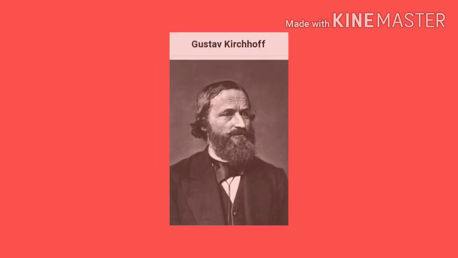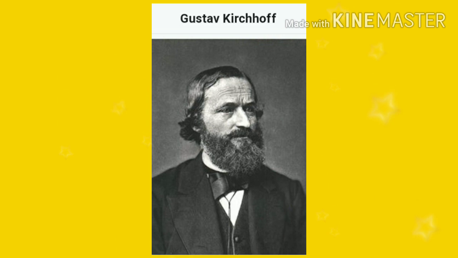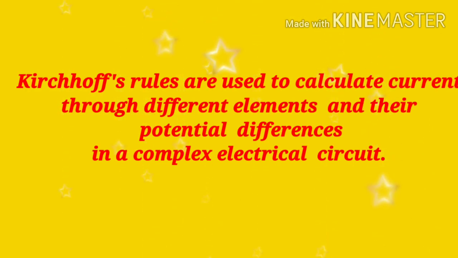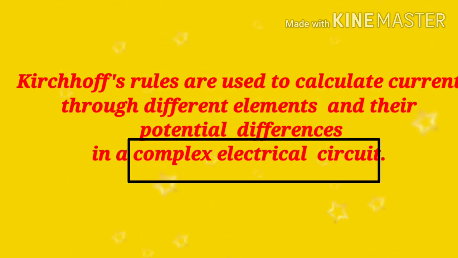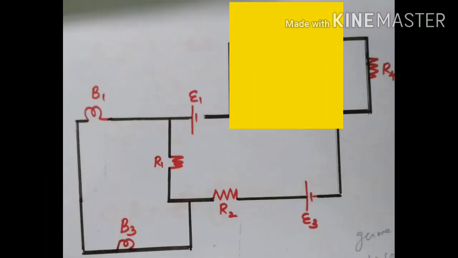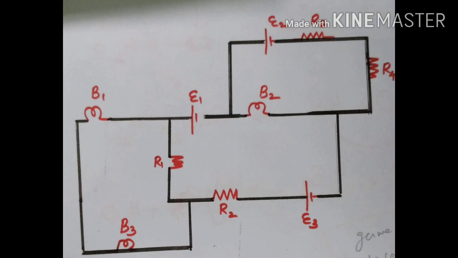Today we are going to discuss Kirchhoff's rules. Kirchhoff's rules were first formulated by the scientist Gustav Kirchhoff. Kirchhoff's rules are used to calculate current through different circuit elements and their potential difference in a complex electrical circuit. This is a complex circuit. We can find out the current through the bulbs and the current through the resistance by using Kirchhoff's rule.